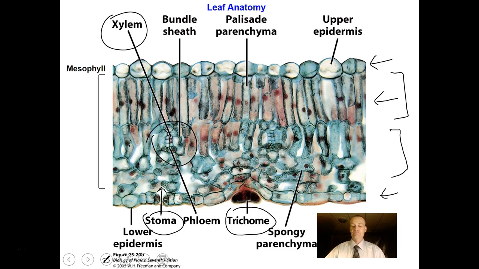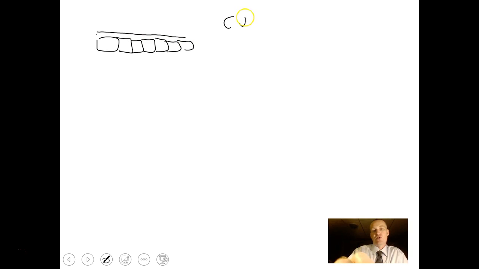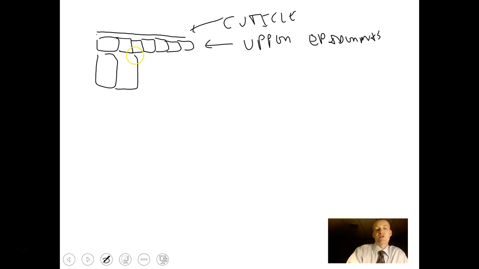So if I were going to draw it for testing purposes, this is the way I would do it. I would draw an upper epidermis. And I would make sure I have a cuticle on the outside surface. So we have the cuticle. And we have the upper epidermis. We then have the palisade mesophyll, or palisade parenchyma, and there's going to be chloroplasts inside of that that are going to undergo photosynthesis. So palisade mesophyll.